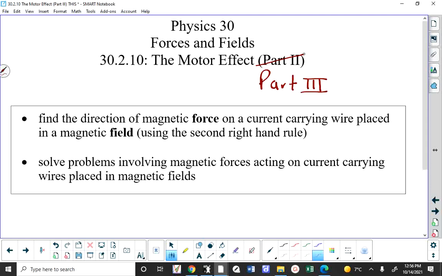Okay? So the difference between yesterday and today is yesterday we were looking at the direction and the magnitude of the magnetic force on a single charge moving through a magnetic field. Like that beam of electrons that was moving from the back of this device to the front, when I held a magnet here, that beam of electrons was deflected. Each single charge was deflected. Here we're talking about an entire wire.